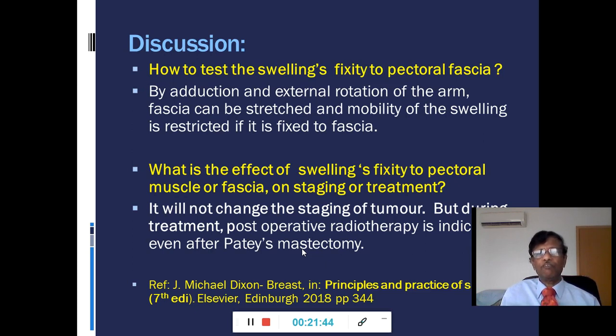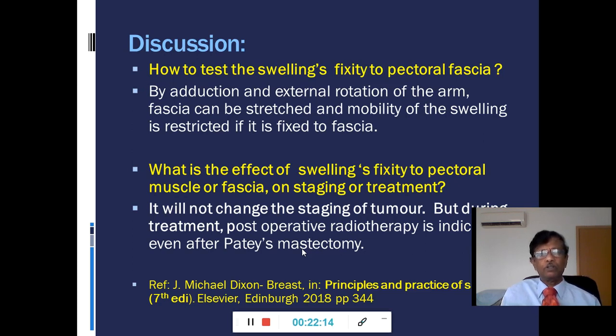What is the effect of a swelling's fixity to pectoral muscle or fascia on staging or treatment? It is T4A stage. Oh, but when the swelling is fixed to serratus anterior, it is T4A. But when the swelling is fixed to the pectoralis muscle and the fascia, it will not change the staging of the tumor.